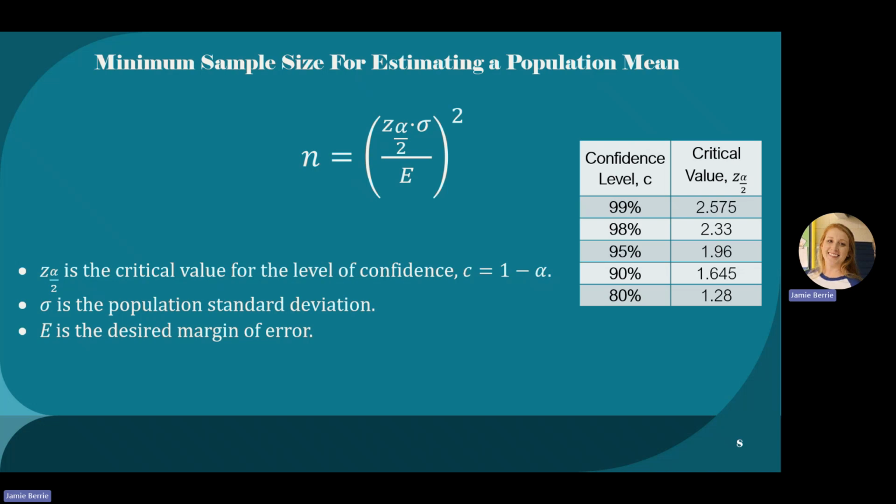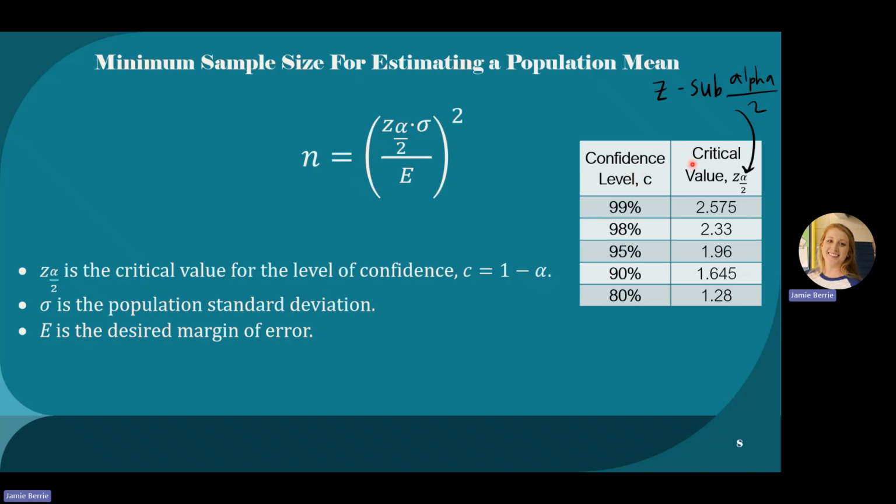This is called a critical value. So if you were reading this out loud, you would say Z sub alpha over 2, so Z with the subscript alpha over 2. All right, so this is called a critical value. We're going to be calculating critical values all through this section, or this chapter, I mean.